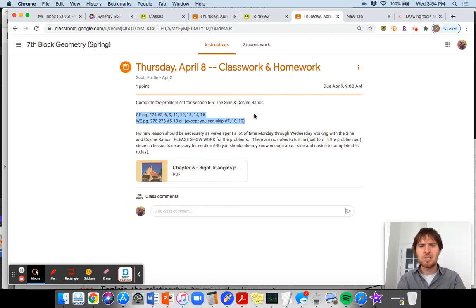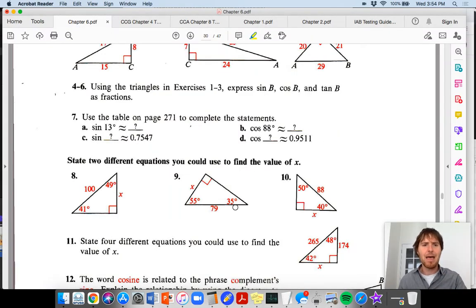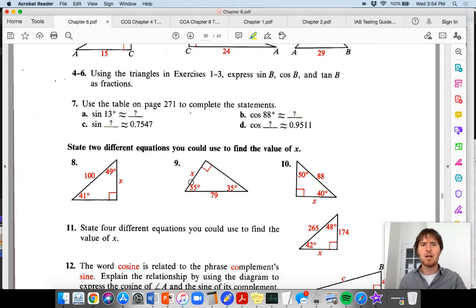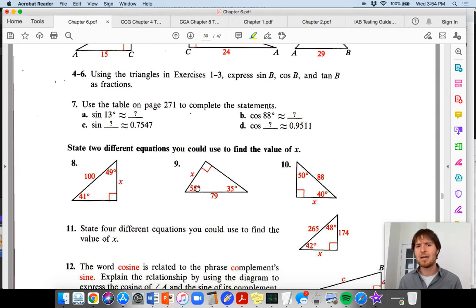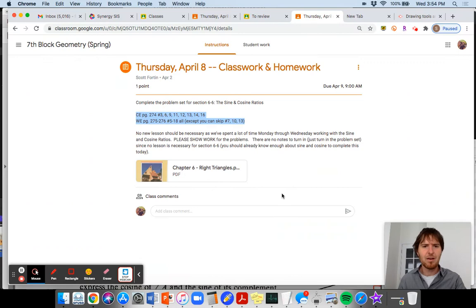I just did number 3 and number 6 for you. Number 9 is not bad at all. State 2 different equations to use to find the value of x. Easy: cosine of 55 degrees equals x over 79. Do you have to solve that? No, just set it up. Sine of 35 degrees equals x over 79. There we go. Not bad.